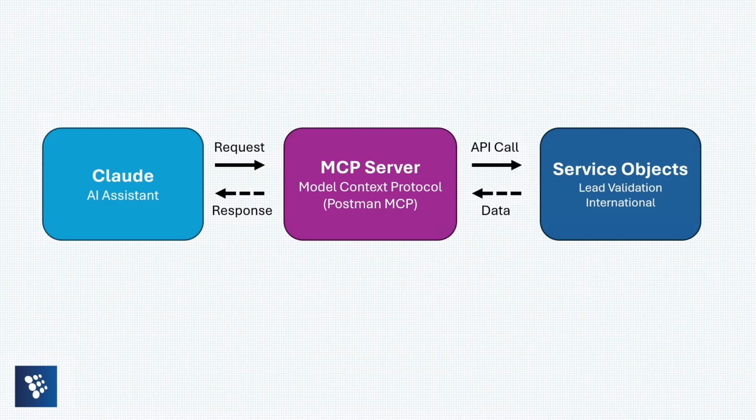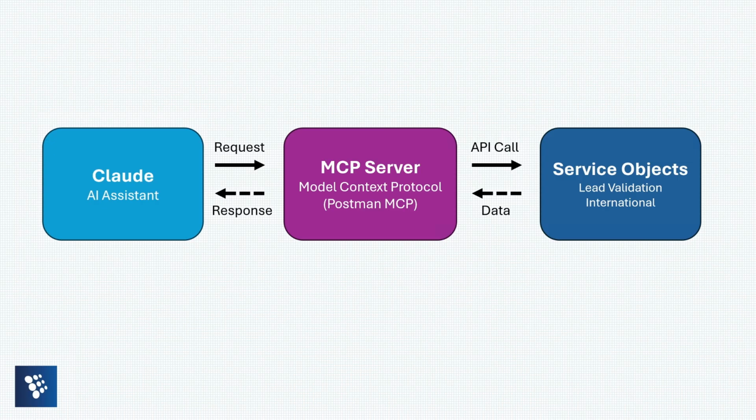Before MCP, if you wanted an AI to validate a lead, you'd have to manually call the API yourself, copy the response, paste it into chat, and ask the AI to interpret it. This can be clunky, slow, and hard to scale. With MCP, you configure the connection once. After that, the AI can invoke lead validation on its own and deliver an intelligent answer. That's what makes MCP so powerful. It's the bridge between AI reasoning and real-world data.